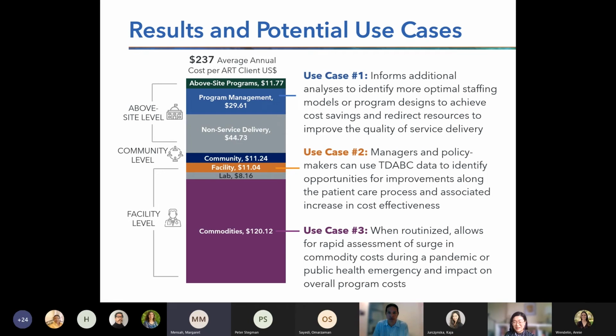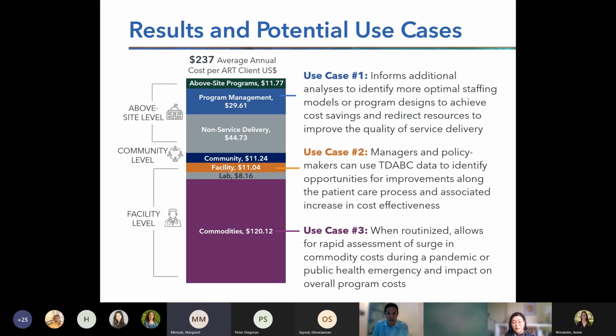So what, you may ask? Now that we have this holistic picture and all of this rich information, how can countries use this information to improve resource allocation and efficiency? Well, we offer 3 ideas to spark some thinking and discussion. 1, given that above site costs comprise a significant portion of the overall spend, further investigations at this level, perhaps looking into additional program data, may review opportunities for efficiency gains and redirecting resources to improve the quality of service delivery.